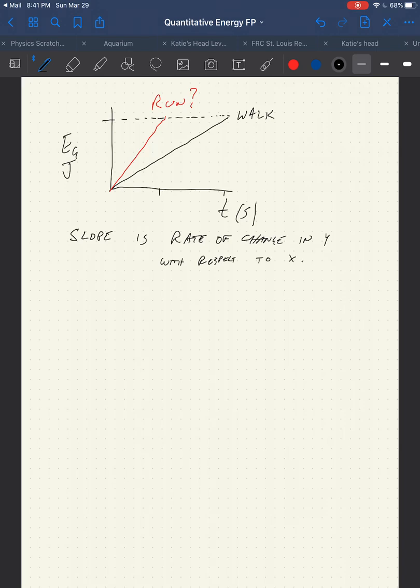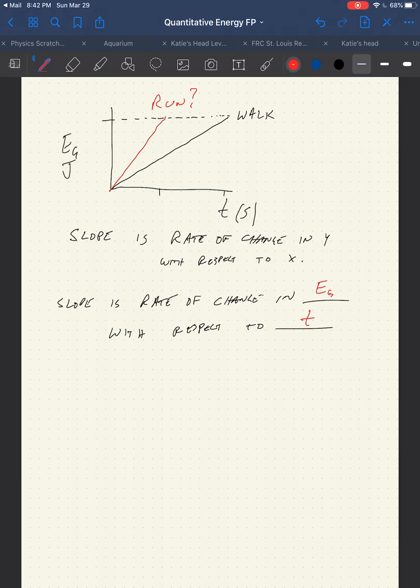So, what's the slope of this graph? This slope is the rate of change in what? With respect to what? Hopefully you guys know. The slope of this graph is the rate of change in the energy with respect to the time. You can put EG if you want to, because that's the energy that's changing. Doesn't matter what energy is changing, but it's the change in whatever energy you're looking at versus the time.